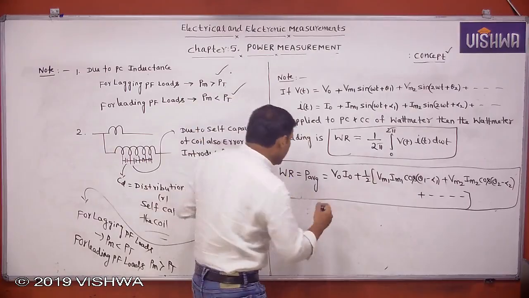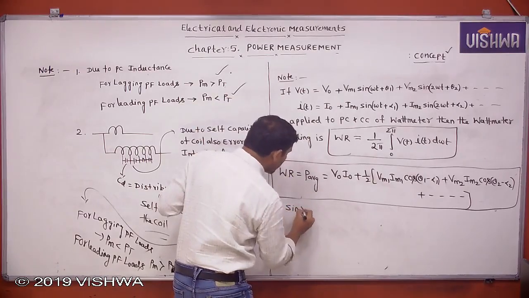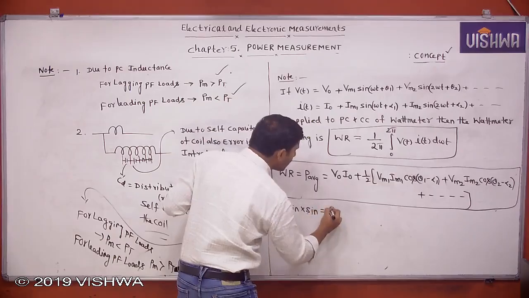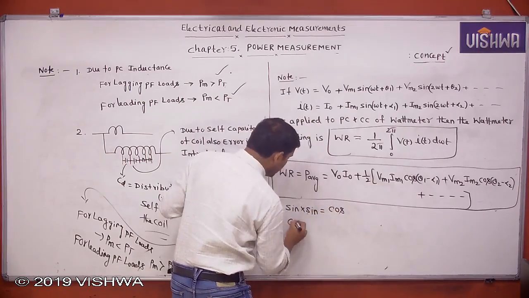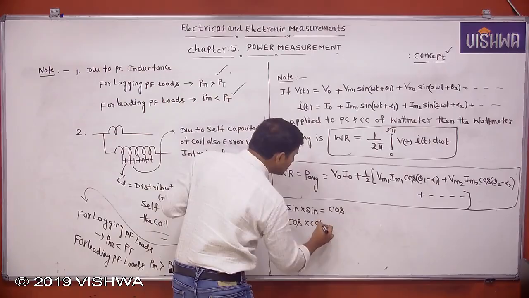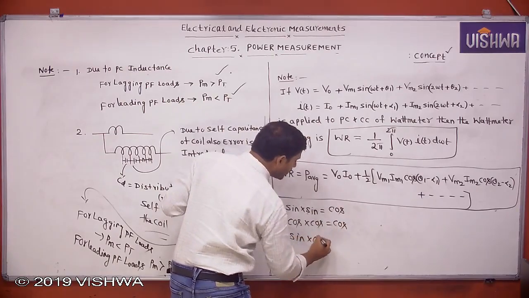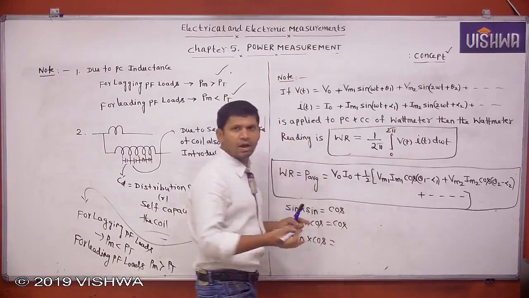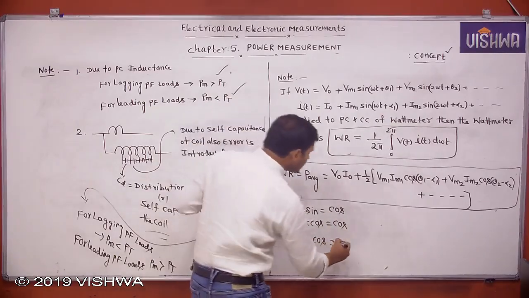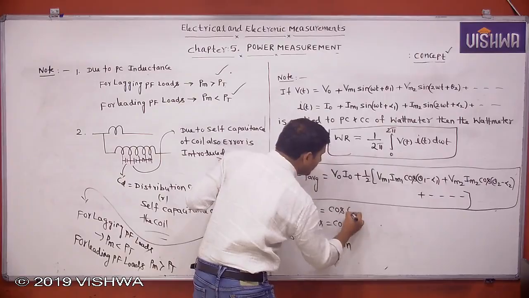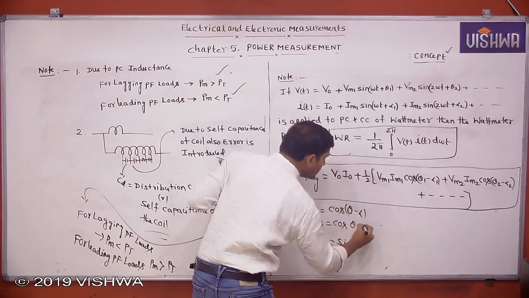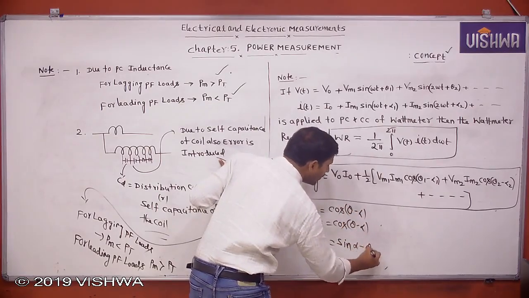That's why, while solving the problem, if a sine product exists, you take cos. Even if a cos product exists, you take cos only. If it is sine cos or cos sine, both are the same. Sine into cos or cos into sine, both are the same, then you take the sine. But here this is theta minus alpha, this is also theta minus alpha, but here you take alpha minus theta.